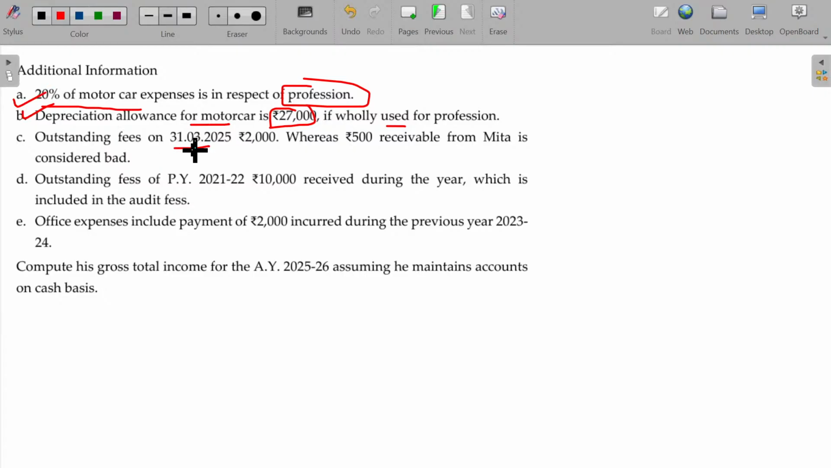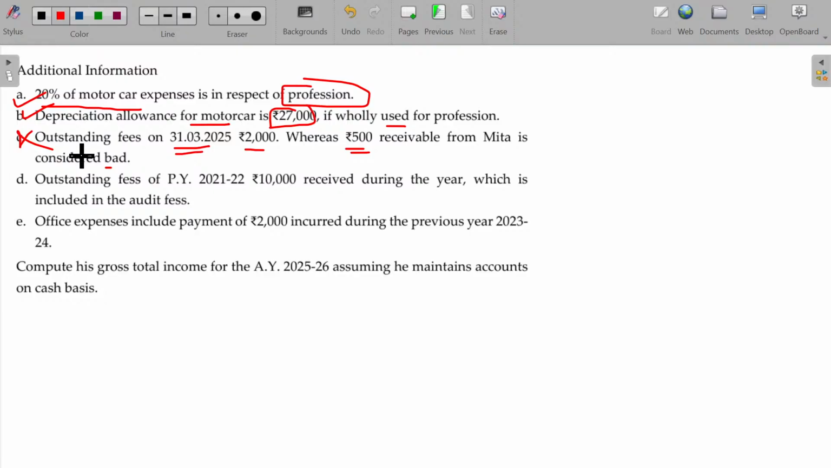Outstanding fees of 31,325, 2,000, whereas 500 received from Mita is considered bad. Now that point has no role because we are going to follow cash basis. Whatever the outstanding or advance, we never bother about it. On receipt, if you are receiving the fees in advance, it is also taxable. Fees not received, as outstanding, are not taxable.